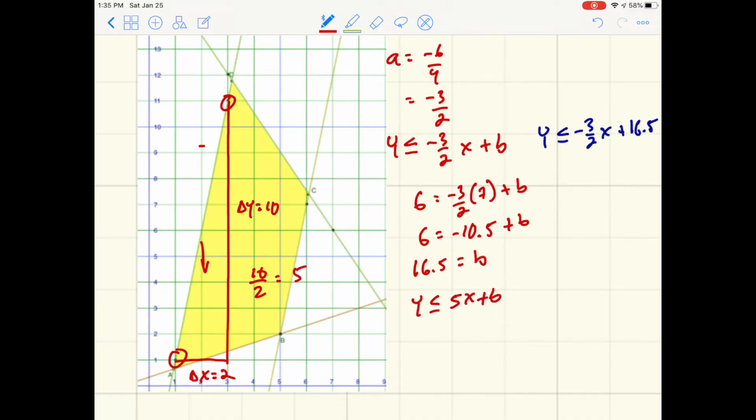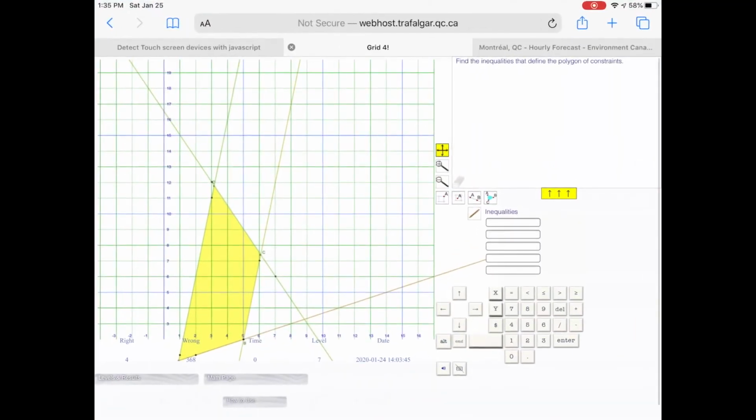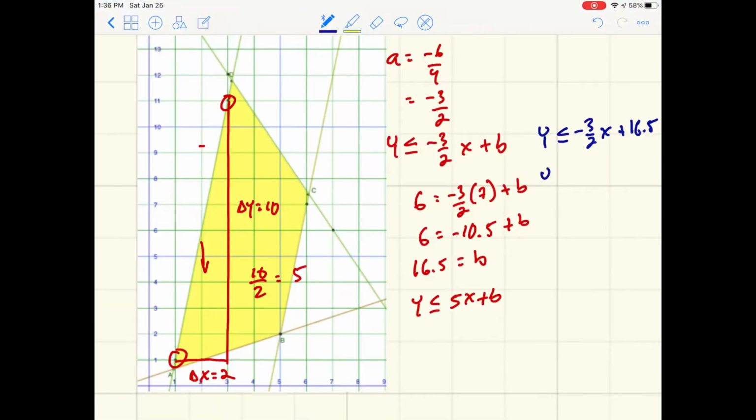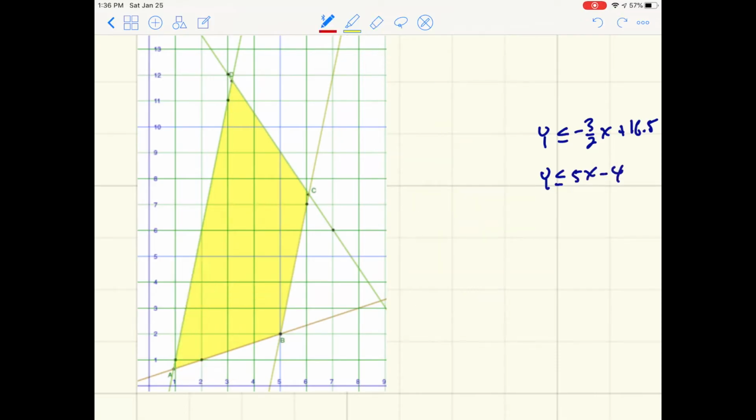Let's go back to the program to see if we can read the b value right off the graph. It's negative 4. Y is less than or equal to 5x minus 4. Let's look at the next one. Let's look at this line here. We have a good value here and a good value there. Notice our b is between 0 and 1, so some fraction. But our delta x here, we're moving over 3, and our delta y, we're moving up 1. So our slope is going to be 1/3.